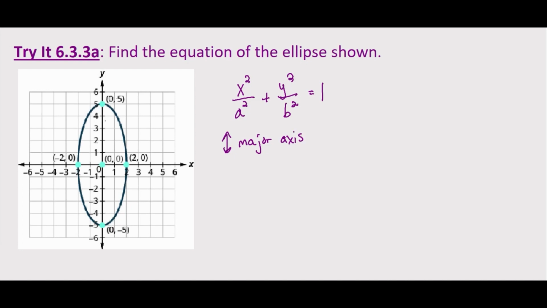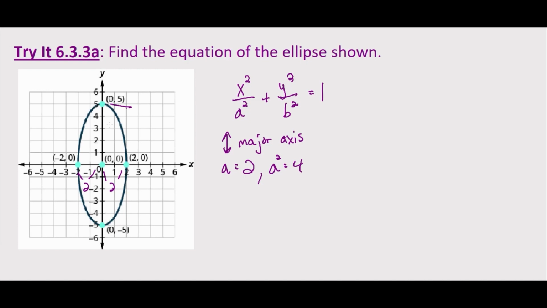Now, because with x we have a distance of 2 from the center, we know a equals 2, which means that a squared equals 4.